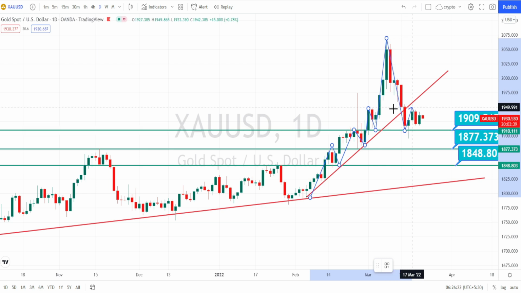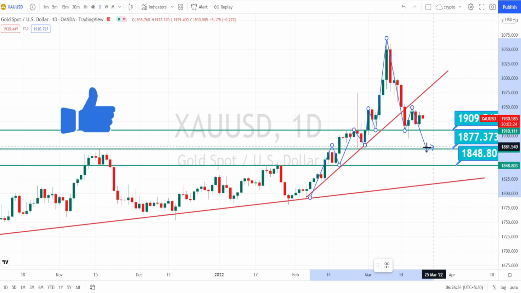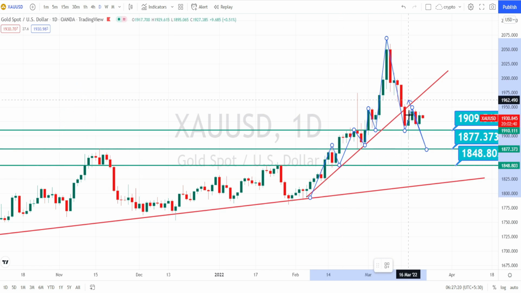Again it has tested this previous resistance level. Once this price action breaks this support level of 1909, we can expect a further fall and to take support at the support level of 1877. Up to this level, it is only a retracement from where it started its bullish trend.